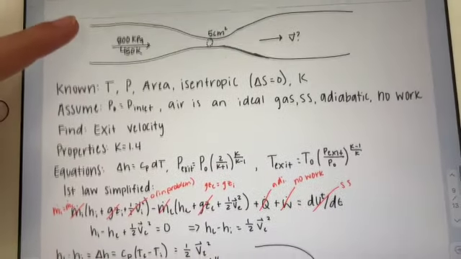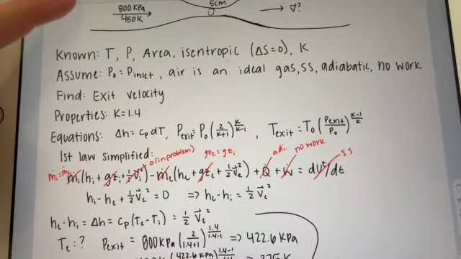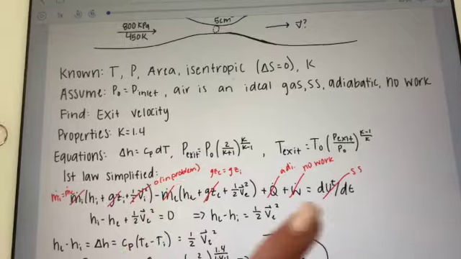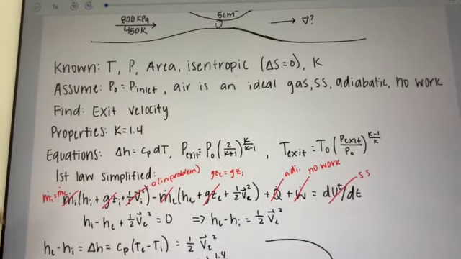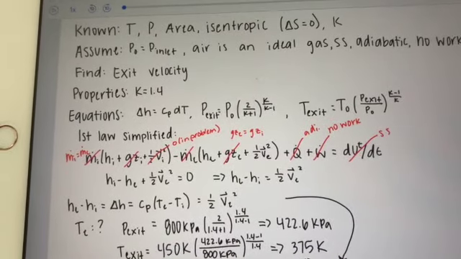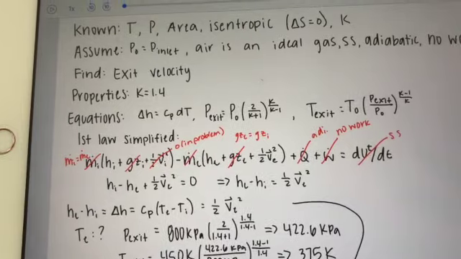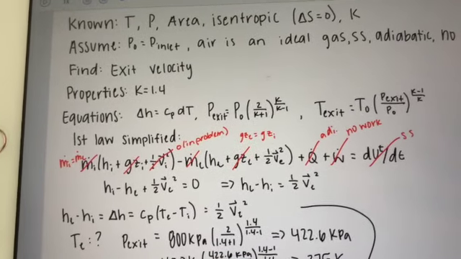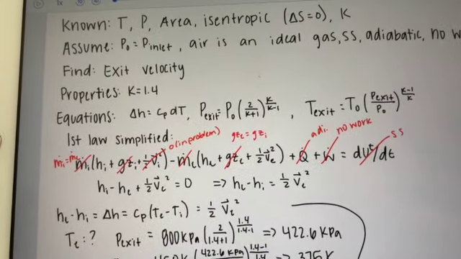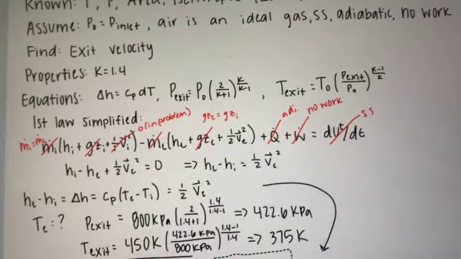Equations: delta H equals Cp dT. That's just for an ideal gas, and we're assuming air is an ideal gas. And we also know these pressure and exit equations. So first of all, we can simplify. We know that our mass flow rate is equal in the inlet and outlet, so we can cancel that out. We know that the inlet velocity is 0 because it specifies negligible in the problem. We know that gZe equals gZi because it's at the same point, and adiabatic, no work, steady state, so we can cancel out the rest.